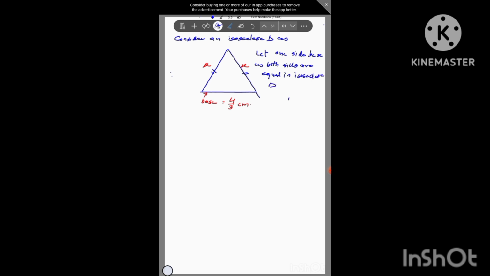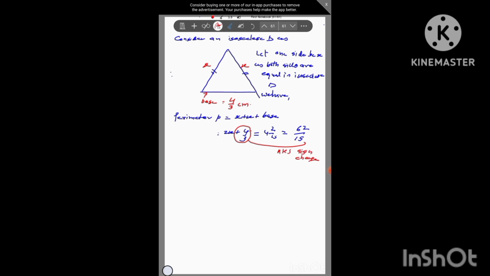And so we take it as perimeter equal to x plus x plus 4 upon 3 centimeters. Remember, units are very important. Okay, so 2x plus 4 upon 3 is equal to 4 2 by 15, that is 62 upon 15. That is very simple, that is 15 into 4 plus 2 is 62 upon 15.